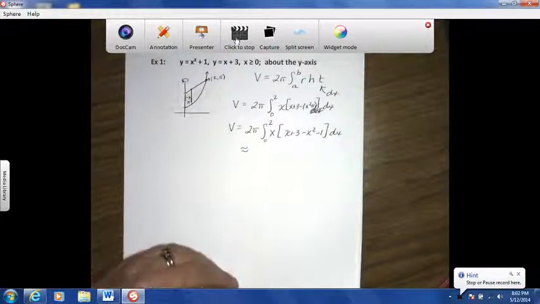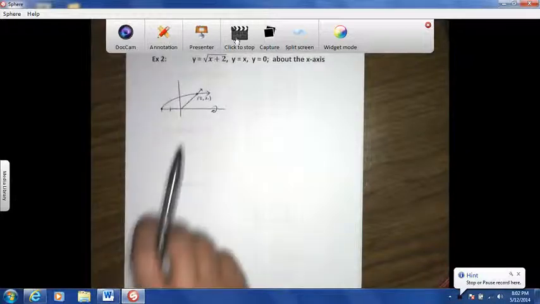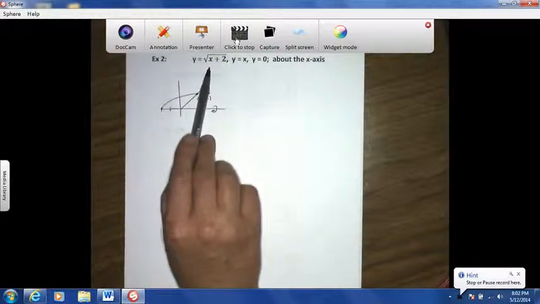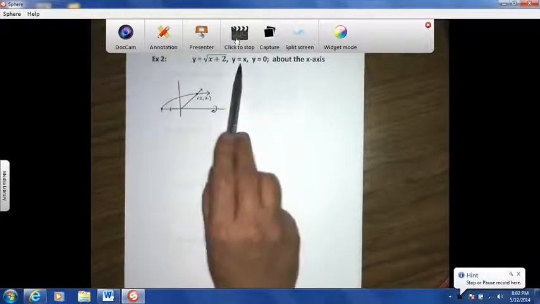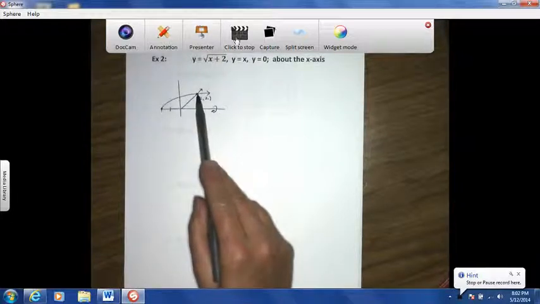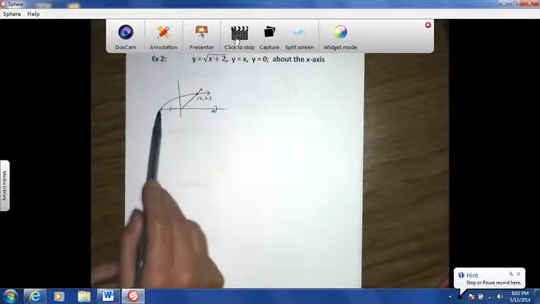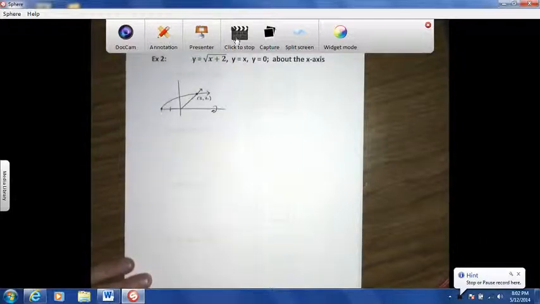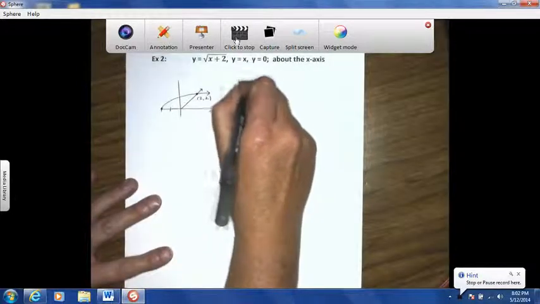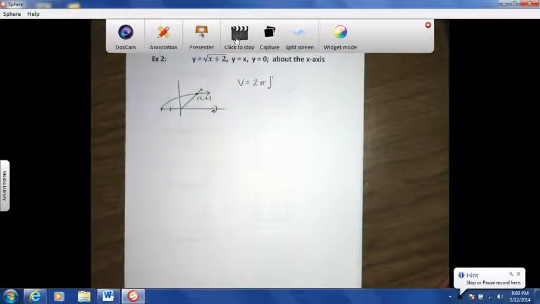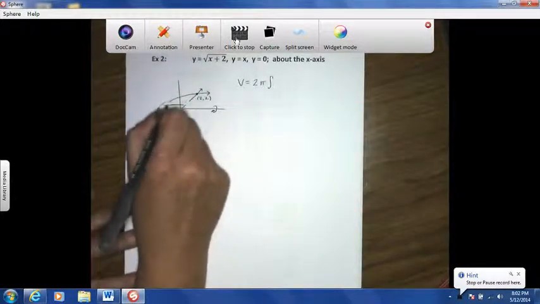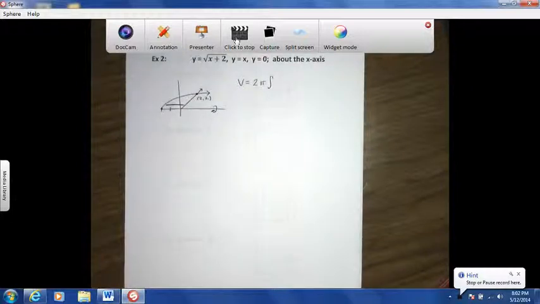Let's try another one. This one, we're going to take the half parabola laying on its side, square root of x plus 2, that's this equation here, the line y equals x, that's this equation here, the line y equals 0, which is the x-axis, and we're going to revolve this region around the x-axis. So, once again, in order to only use one integral, we're going to use parallel rectangles. If we come in here with horizontal rectangles, we can actually solve this using one integration.